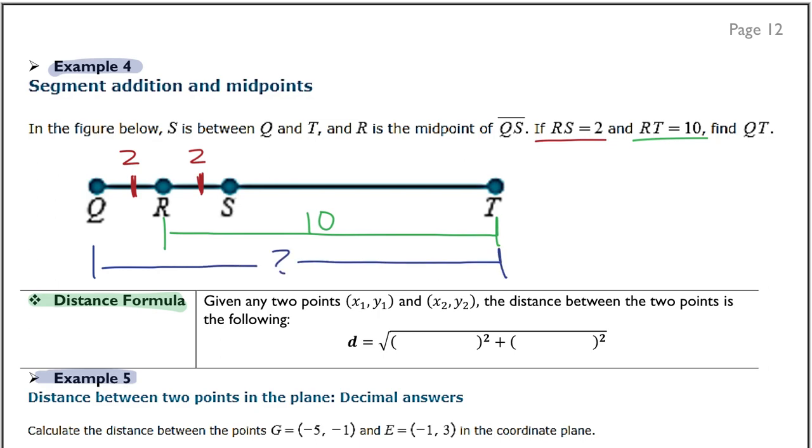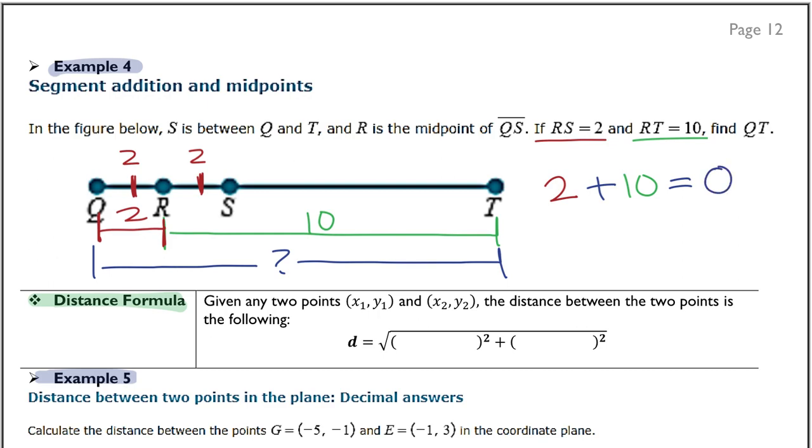So, and this is very, very nice because we know right here to here is in fact equal to 2. Well, if we put 2 and 10 together, that is that whole blue length. So we are going to do 2 plus this 10, which is equal to this question mark, or that blue length, which I'm going to erase that question mark and write that as QT.